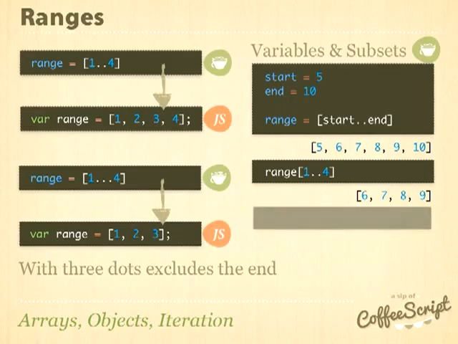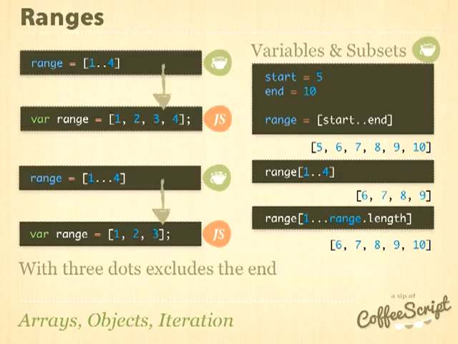We could get a range from 1 with 3 dots to range.length, so we would get from the second item to the end of the array. We could also write this with just range 1..-1. So when we do -1, it will wrap around from the front to the very last item.